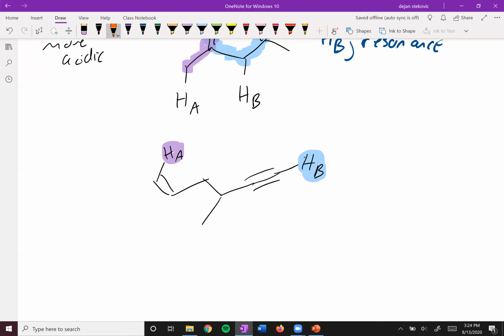We can tell this carbon right here is sp2, so it's kind of 33% s character, if you will, whereas this one is sp, or kind of 50% s character. And so more s character, more acidic. So the correct answer here would be HB because of hybridization.